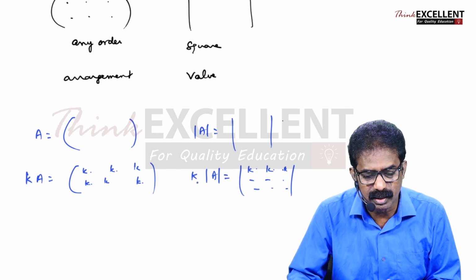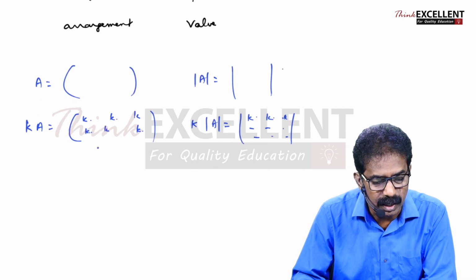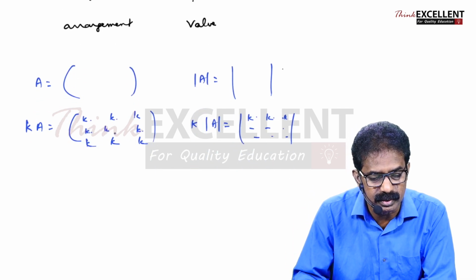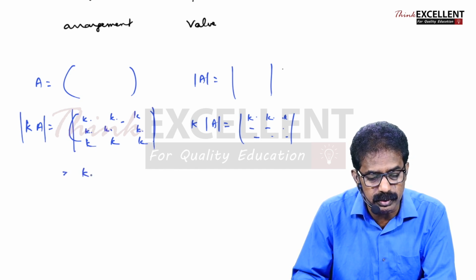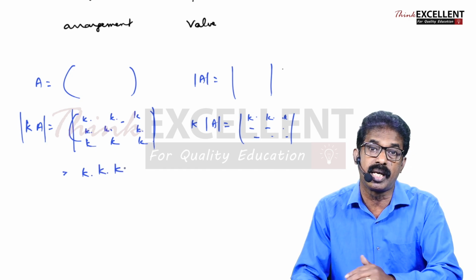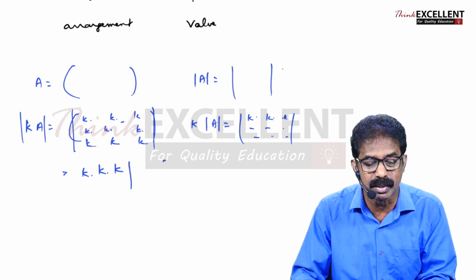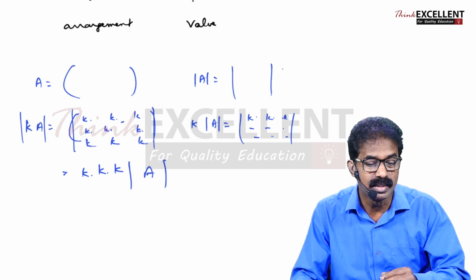Suppose I'm converting this into a determinant. Then the first row you can take one k outside, second row you can take one k, third row you can take one k. So you will get k cube into the determinant of A. That is the case of determinant.